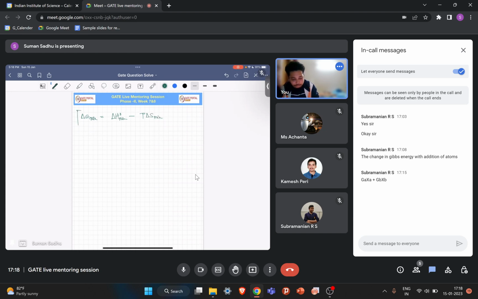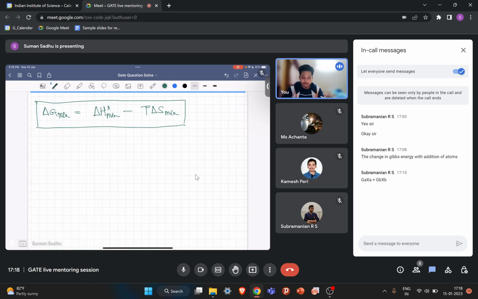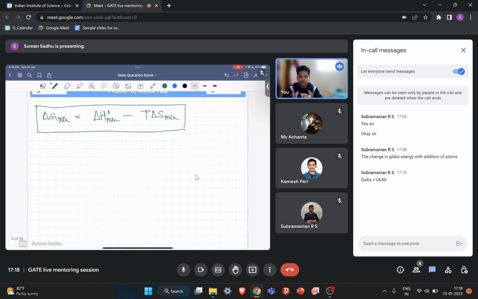So when A and B atoms are mixing together, two different situations will happen. One is interaction between the A and B atoms. If your solution is non-ideal, then A and B atoms will interact with each other. That interaction is taken care of by the delta H mixing term. And let's say if your solution is ideal.